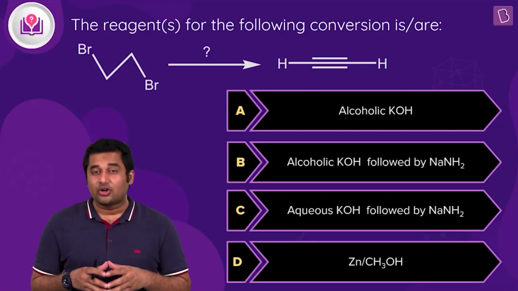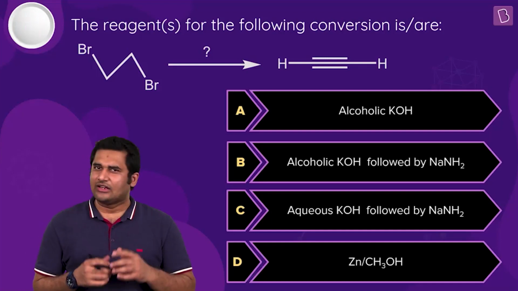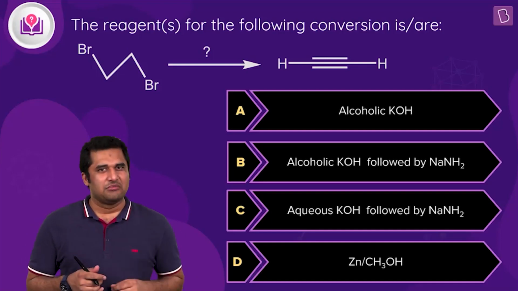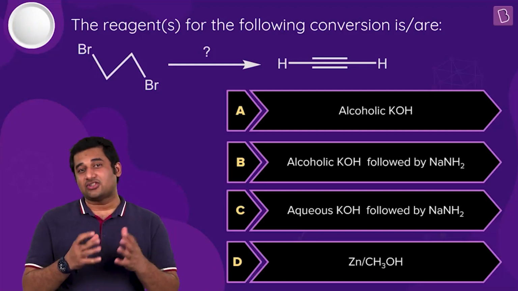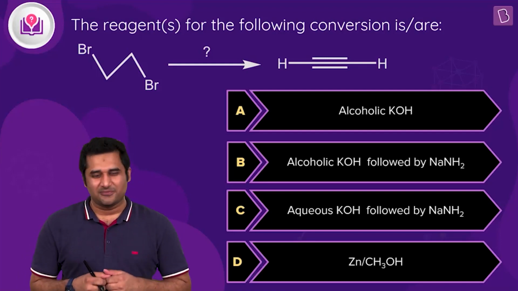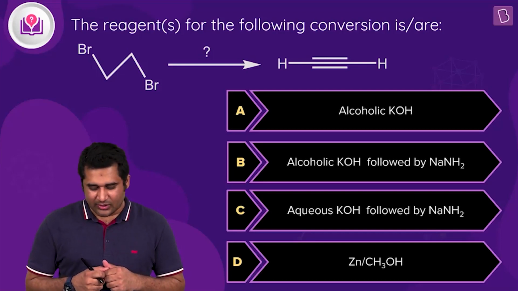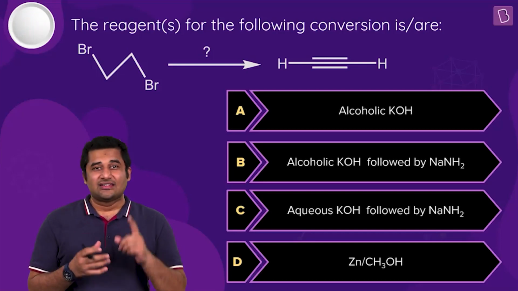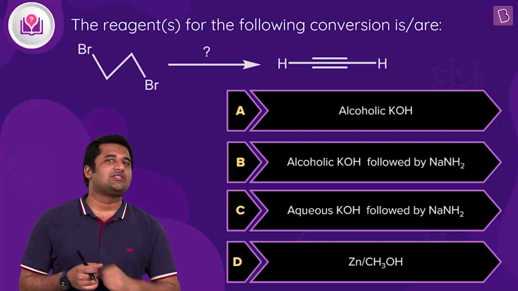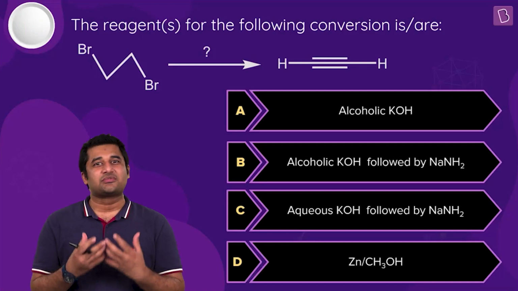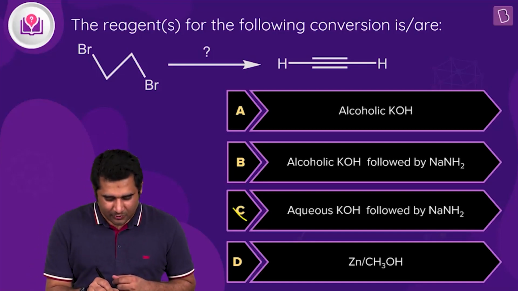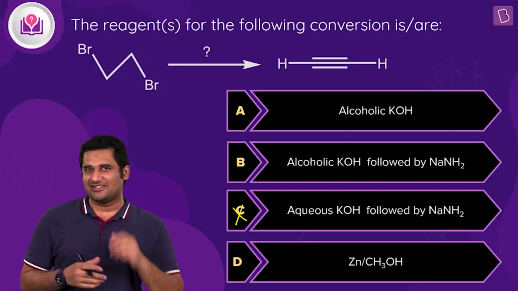You can see option A is alcoholic KOH. We know that alcoholic KOH is used for elimination. Then option B is alcoholic KOH followed by NaNH2, which again can be used for elimination. Now option C is aqueous KOH followed by NaNH2. Now we know that aqueous KOH is not used for elimination. It is generally used to carry out substitution. So that means option C definitely cannot be the answer.